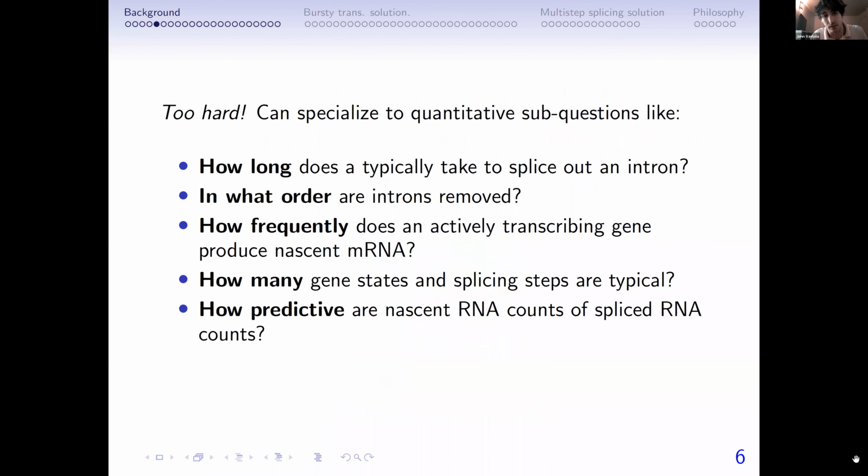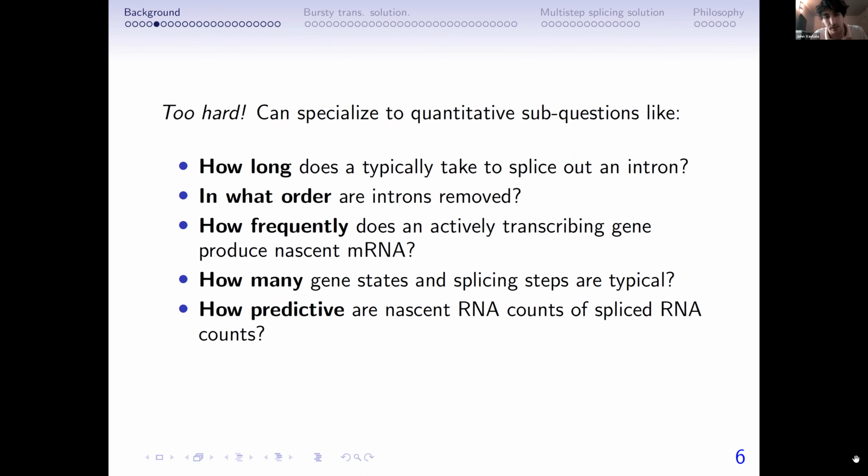First we have to take a step back and say, those are really hard questions, so let's make them more specific and ideally quantitative so we can see how well we're doing. So things like, how long does it typically take to take out a piece of RNA, to splice out an intron? In what order are these introns removed? How frequently does an actively transcribing gene produce RNA? How many gene states and splicing steps are typical? How predictive really are unspliced RNA counts of spliced RNA counts?